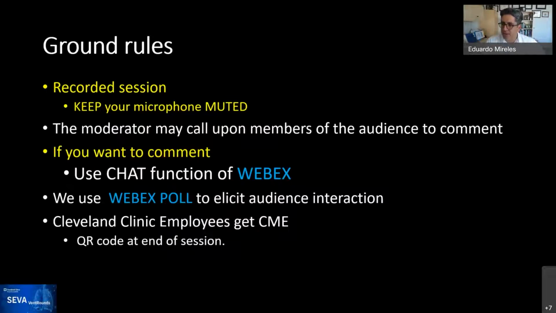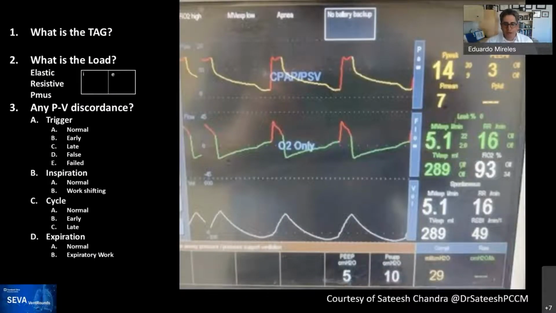There are very, very nice cases to discuss today. The first one was sent by a person on Twitter, Dr. Satish Chandra. He sent me this waveform, and this is from a different ventilator than what we usually see here at the clinic. So I thought it would be interesting for us to get engaged and go over it.